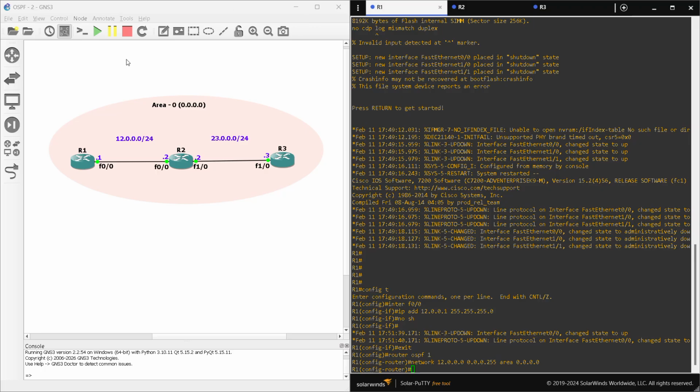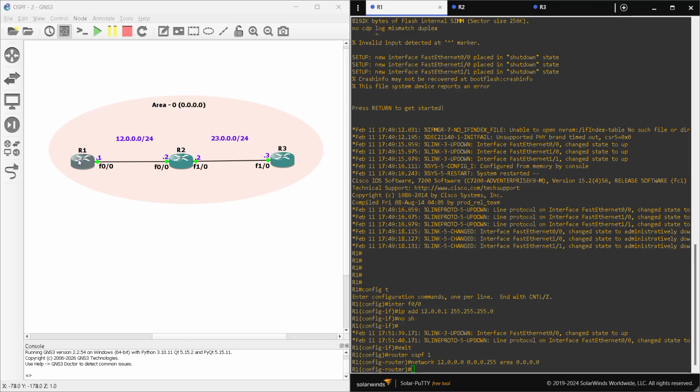We'll do much more configurations on this topology with new concepts of OSPF, or with older concepts of OSPF, with much more clarity. So this is our topology. In area 0 we have these three routers with different networks, right? I've already configured router 1's interface FastEthernet 0/0 with OSPF. Now here R2 is not configured with OSPF, neither is R3.